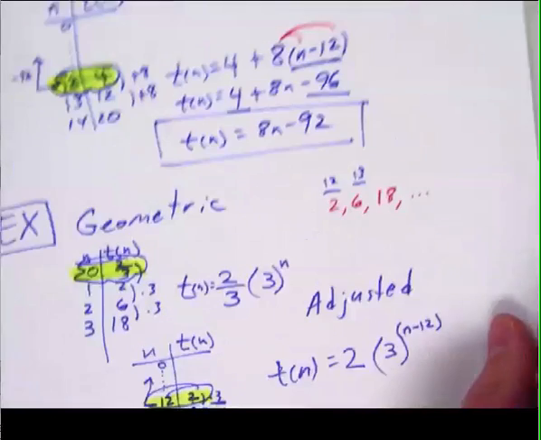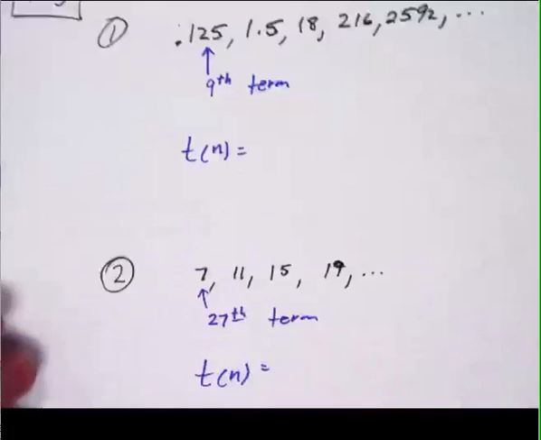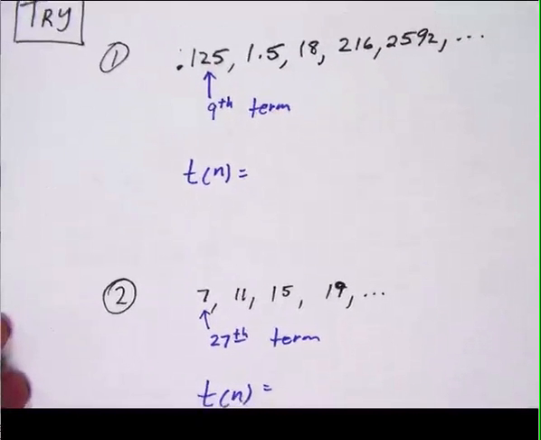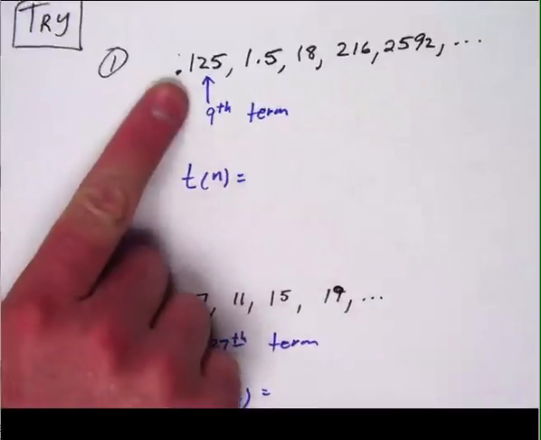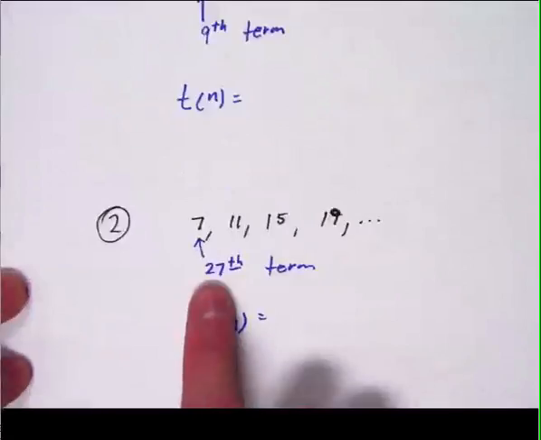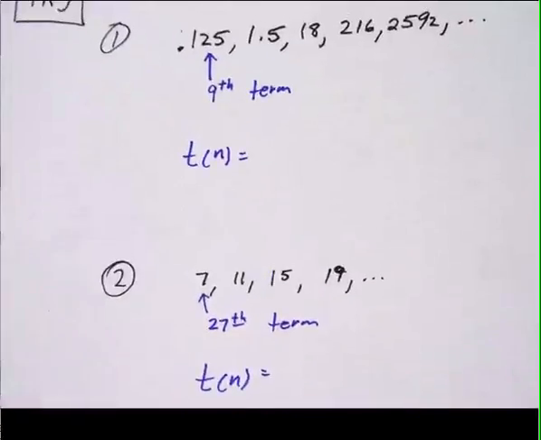What I'm going to do right now is put up two problems that I want you to take a look at. See if you can figure out the equations for them. Pause the video because shortly thereafter, I am going to show the solution. So here are the two patterns that I would like you to try to write the equations for. And I'm telling you that this is the 9th term of the sequence, and this is the 27th term of this sequence. If that's the case, come up with the equations. So pause the video right now because I'm about to put up the answers.